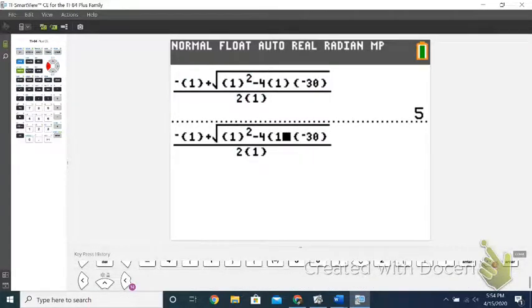I'm going to move over to that plus sign. Probably clicked it too many times. There we go. And I'm going to change it to a minus. Enter. And I get negative 6. So those are my two answers.